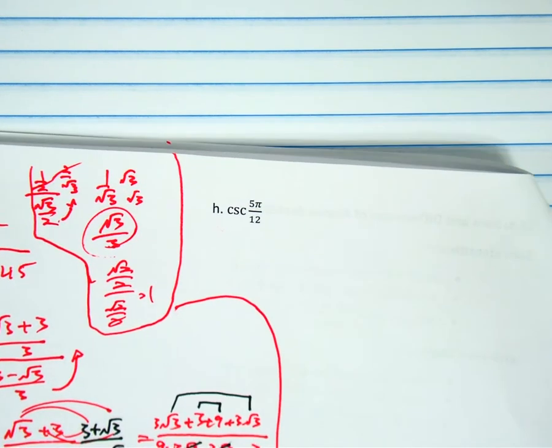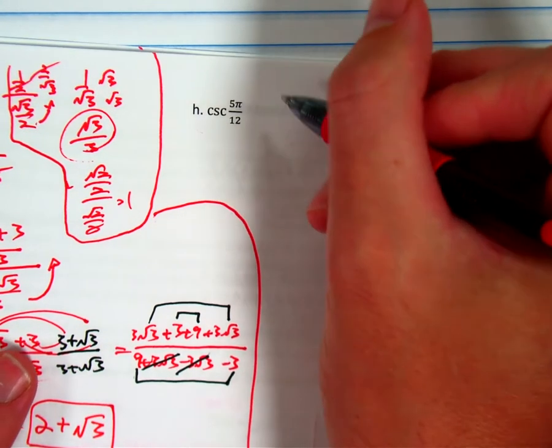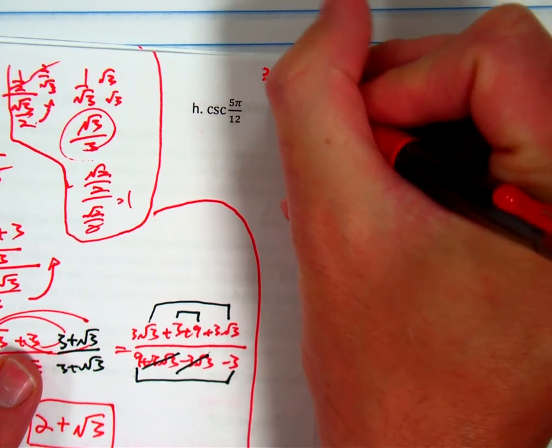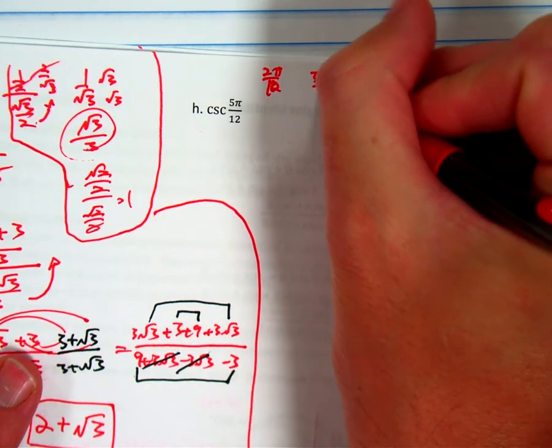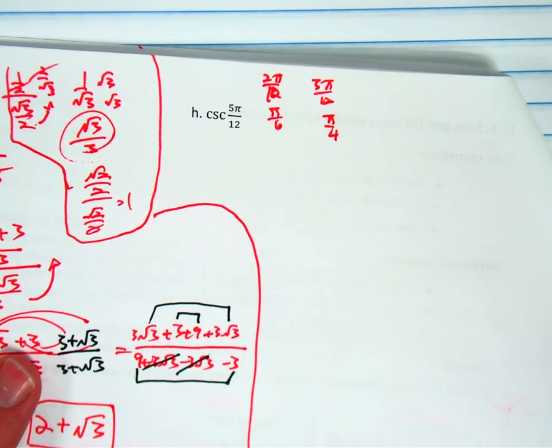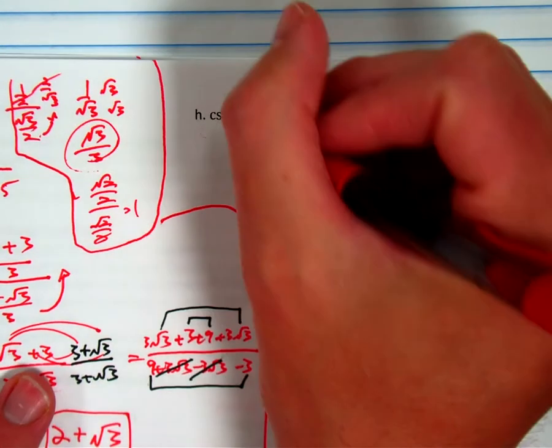Okay, cosecant of 5 pi over 12. So we did a 5 pi over 12. We know that's going to be 2 pi over 12 and 3 pi over 12, reducing to pi over 6 and pi over 4. But I don't see a formula on my sheet for cosecant.